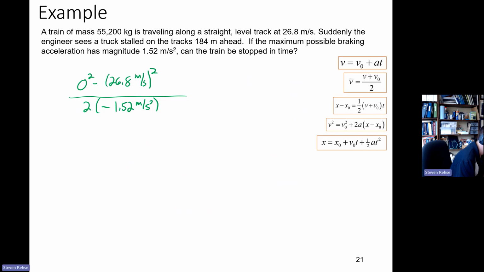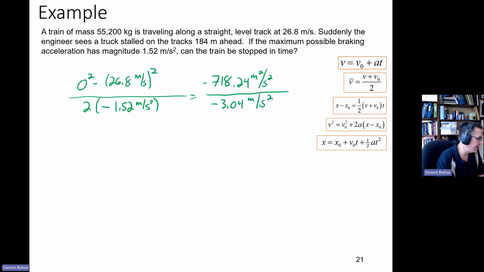All right. And that's all going to be equal to x. So now you get on your calculator, calculate. This looks like negative 718.24 meters squared per second squared, divided by negative 3.04 meters per second squared. Note there's a negative sign in the numerator and a negative sign in the denominator, canceling out.